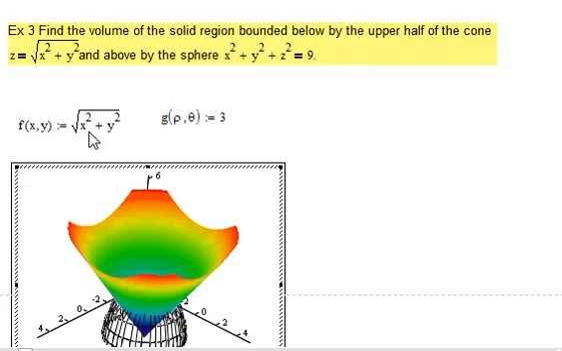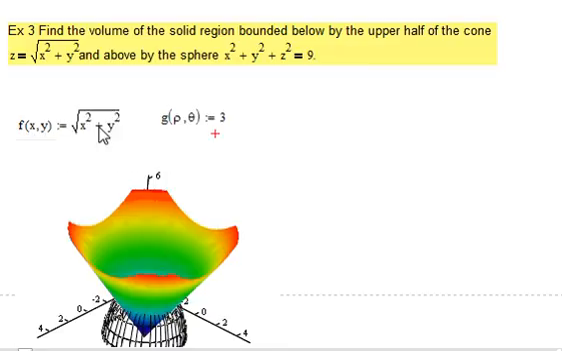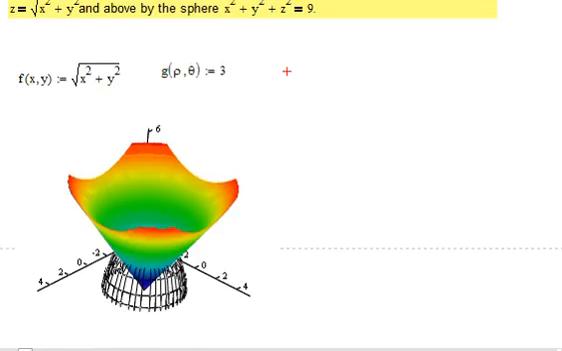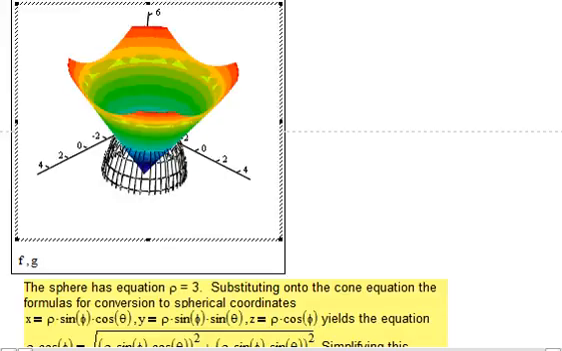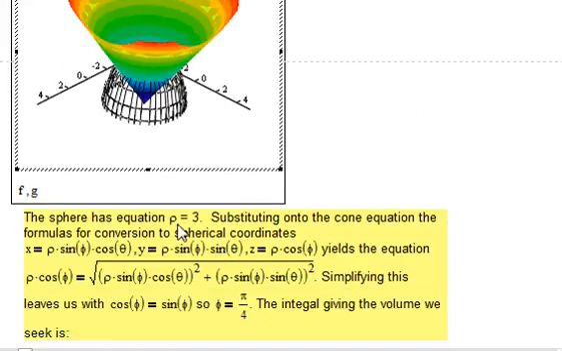And so first of all, our f of x y is the square root of x squared plus y squared. That's how I got this drawing. I had to go into polar graphing to get my, actually that's spherical to get my sphere, but there it is. And so the sphere has equation rho equals 3.